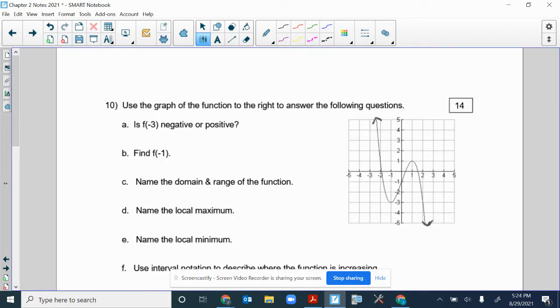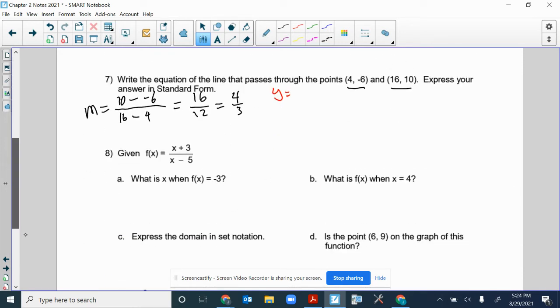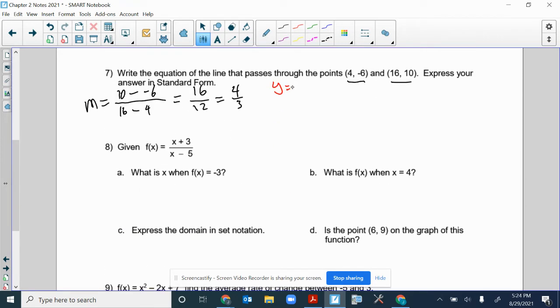If you don't remember point slope form, then you're probably going to go into slope intercept form. So y equals mx plus b. I'll do this one first, and then I will follow up with point slope if you want to do it that way. Either way, we still have to end up in standard form. So it's up to you.